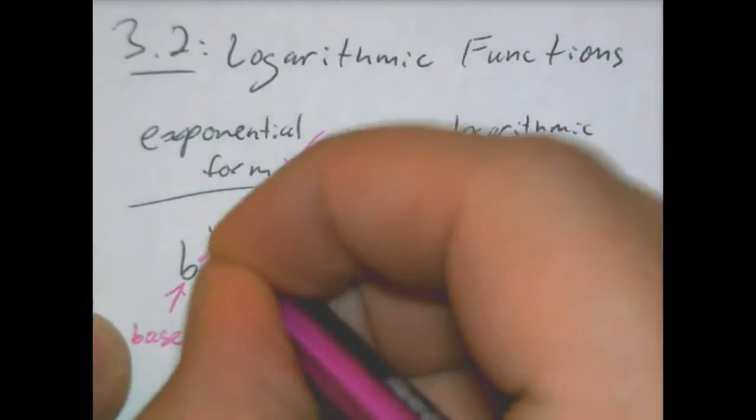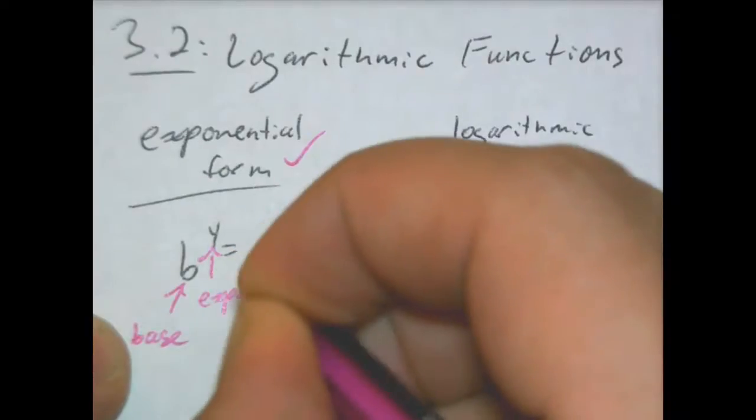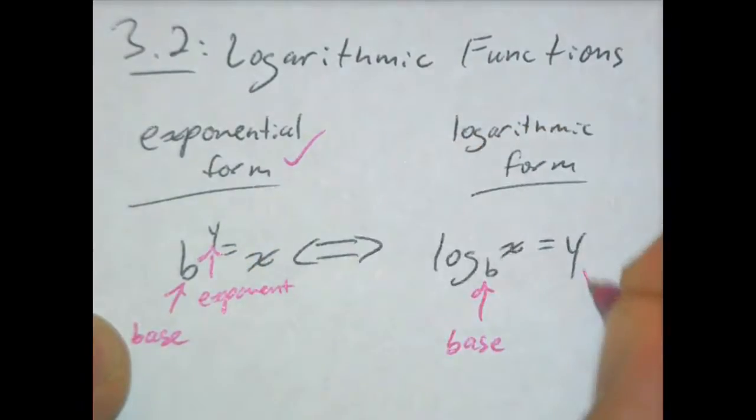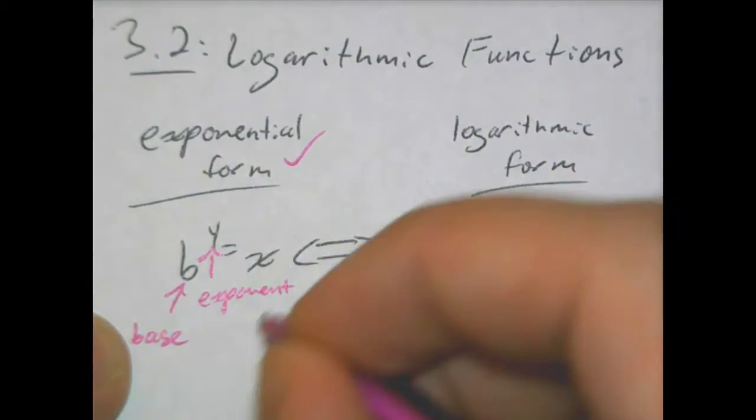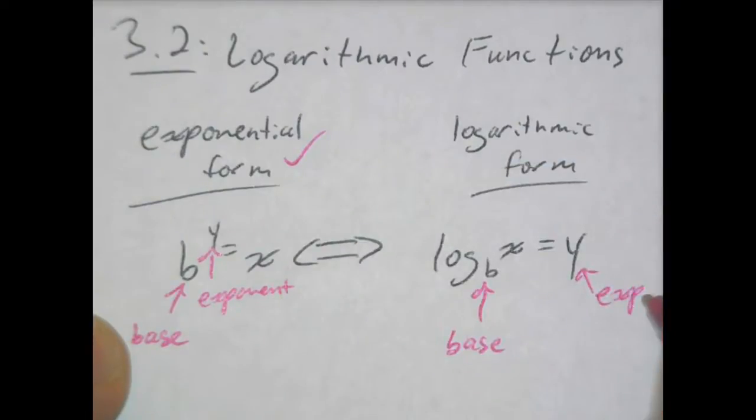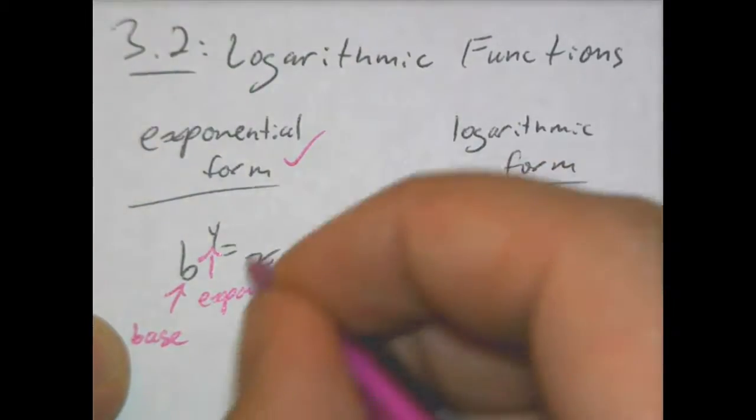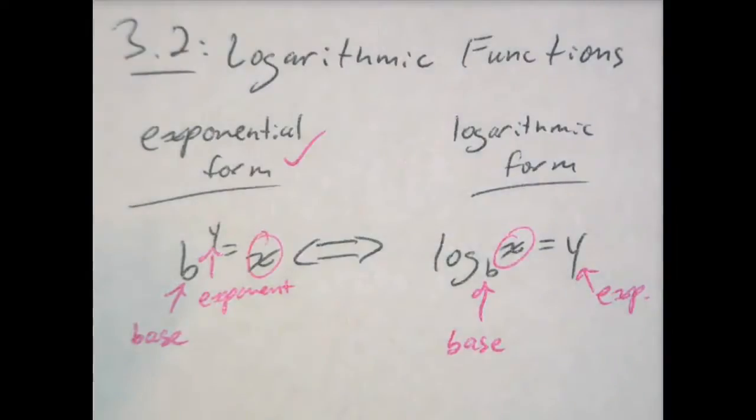We have an exponent. The exponent is what it is equal to. Exponent. Right, and then x is just some random number that you are taking the log of. You need to be able to convert between each form very easily. So let's look at a few examples and just convert them.